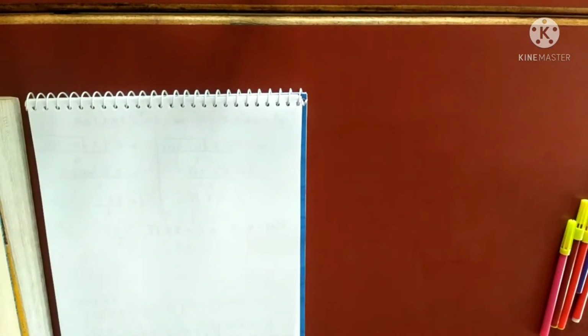So we have done what is Descartes rule of sign. Descartes rule of sign gives you an idea about the number of roots and the nature of roots. But the problem was Descartes rule of sign does not give you the exact number of roots. You remember the Descartes rule of sign?